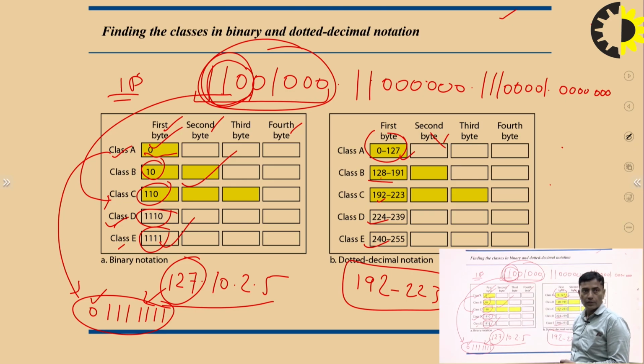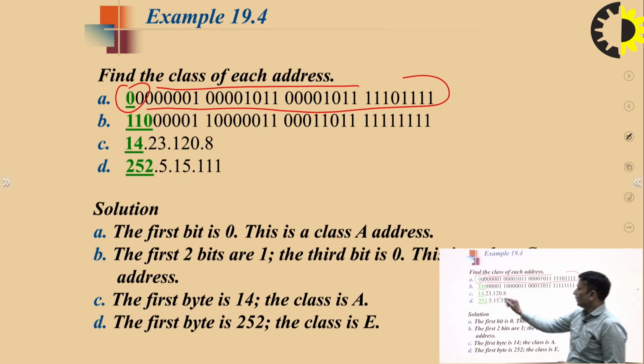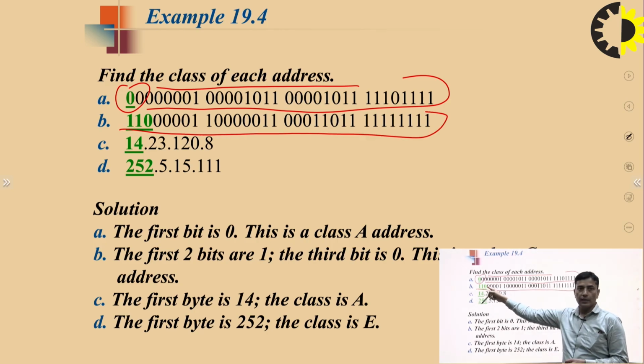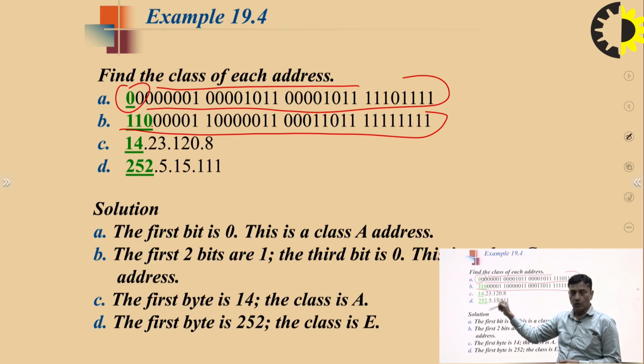First bit 0. This is the second IP address. Tell me, what will be the class of this IP address? Does it start from 0? No, it does not belong to class A.